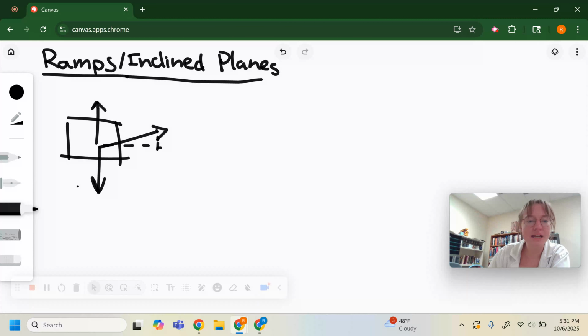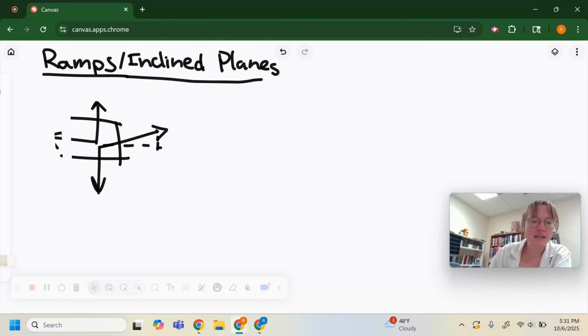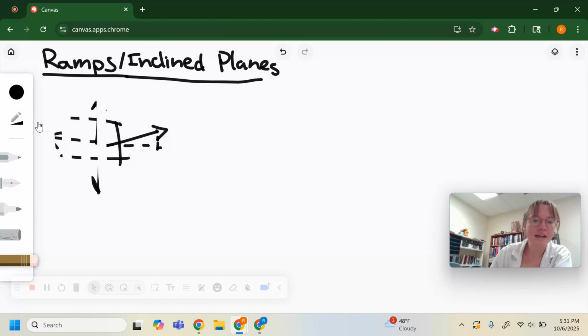Well, today we're going to look at not if the force is being directed at an angle, but what if the box itself is on an angle, which is what we see in ramps and inclined plane problems. We are going to start today by drawing a few free body diagrams.